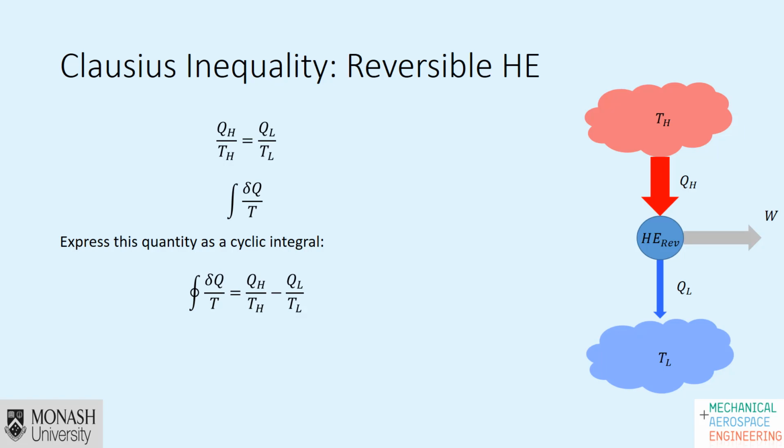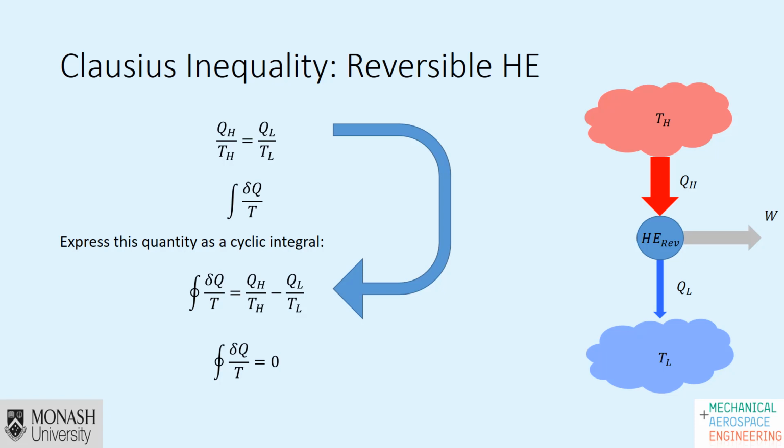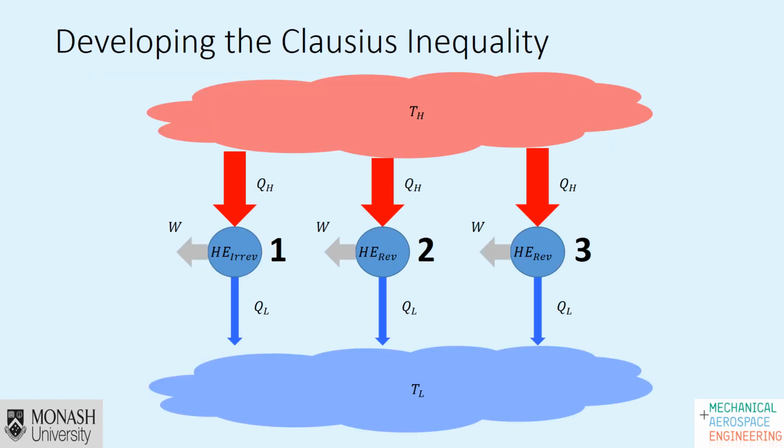by the low temperature. And if we then combine this with the statement that we derived from our definition of thermodynamic temperature, we can see for our reversible heat engine, the cyclic integral of the heat transfer divided by temperature is equal to 0. This is the first half of the inequality of Clausius. This is the equality part of the inequality of Clausius. So there we have a statement for all reversible heat engines.